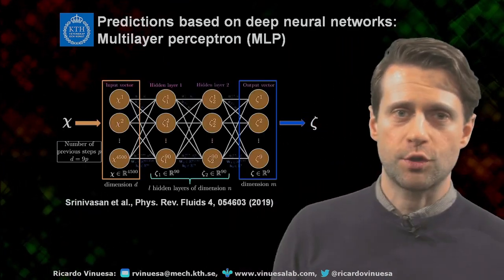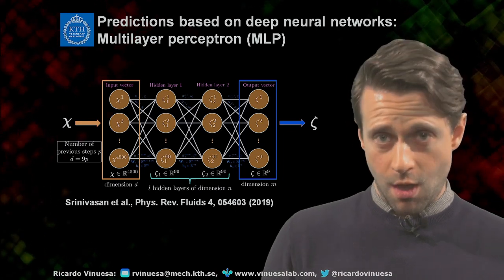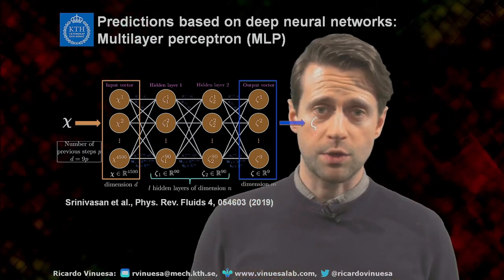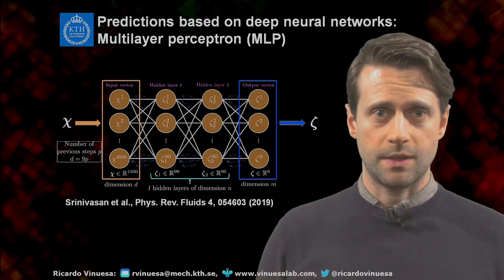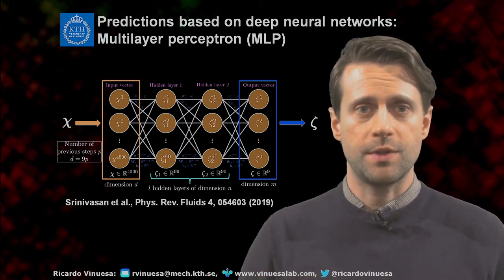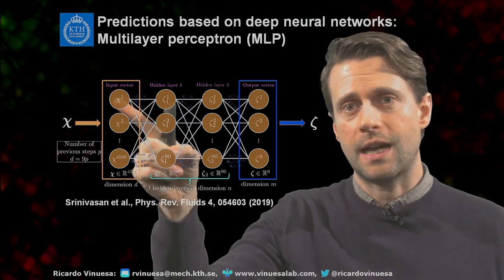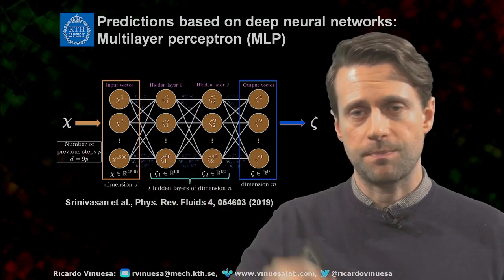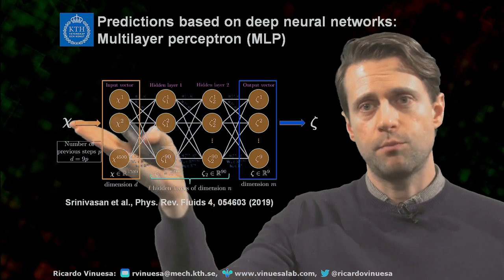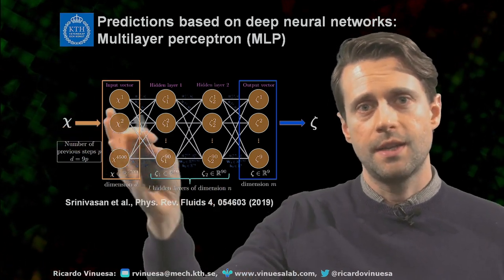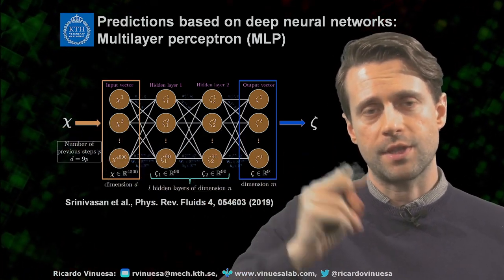So let's start by talking a little bit about neural networks. What I'm showing you here is what we call a multi-layer perceptron. It's the simplest type of neural network architecture where all the neurons of one layer are connected with all the neurons of the next one. So in this case, we will have an input vector, chi, that you can see here, and the output vector, zeta, that you can see here.